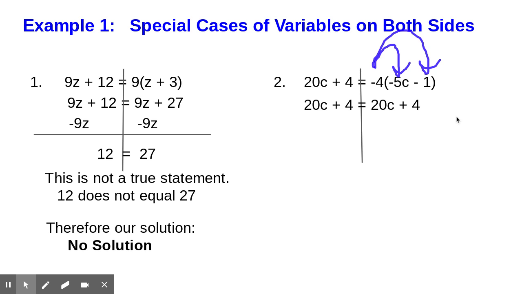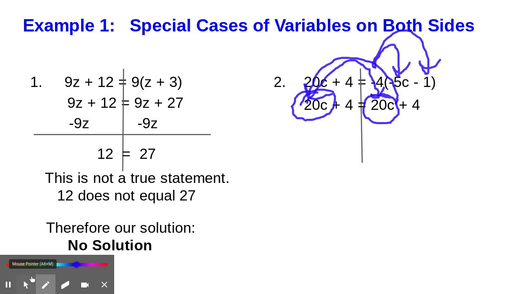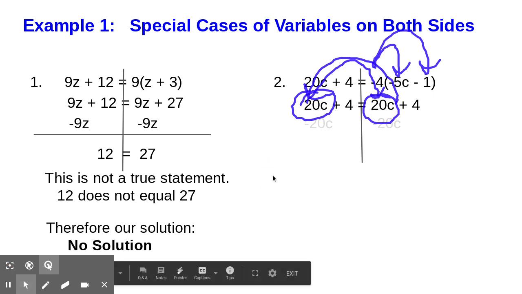All right, well, on my left side, 20c plus 4, I can't do anything with. On my right, 20c plus 4, I can't do anything with. So now this is the baby bear, mama bear step. And as you can see, they're exactly the same. So should you take the left side and bring it to the right, or take the right and bring it to the left? Honestly, it doesn't matter because you're taking the same number to both sides, which is that negative 20c.